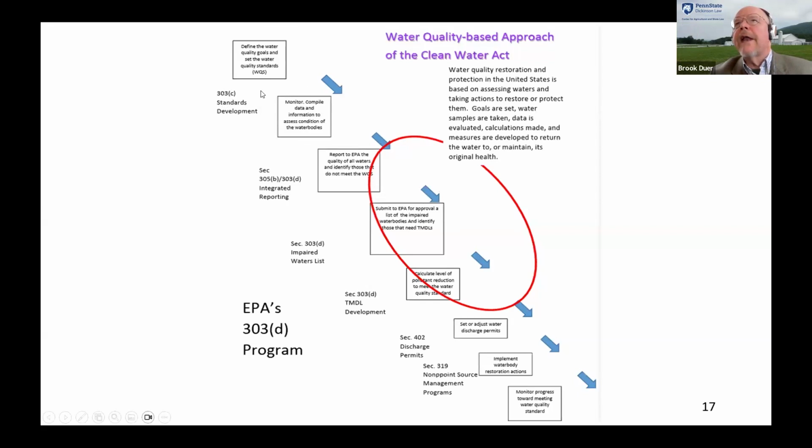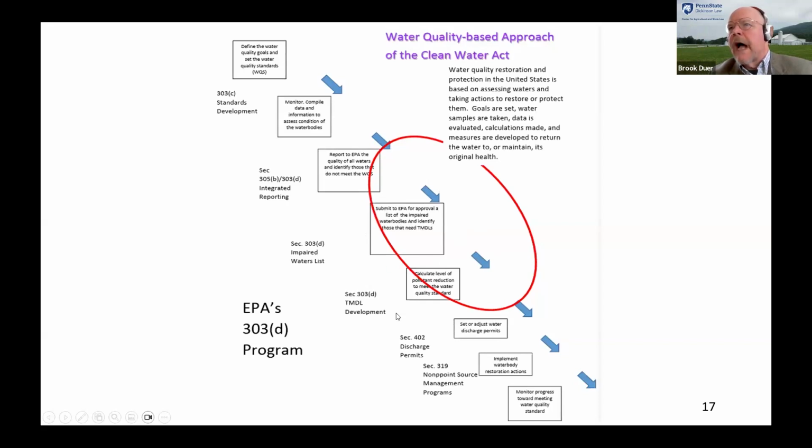Monitor, compile data and information to assess conditions of the water bodies. You got to have your impaired waters list eventually, so you got to do that first. And then you report to EPA the quality of all waters, and you identify those that do not meet the water quality standards, i.e. an impaired water. And then you submit to EPA for approval the list of the impaired waterways, and you identify which of those will need a TMDL. Doesn't say you do the TMDL.